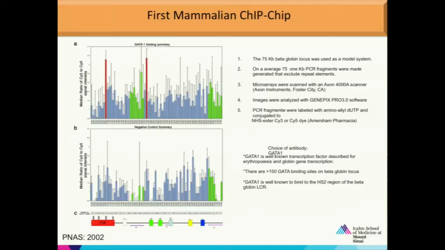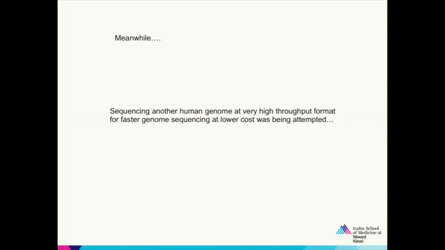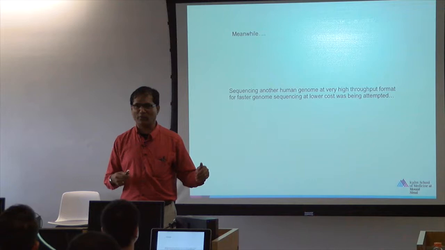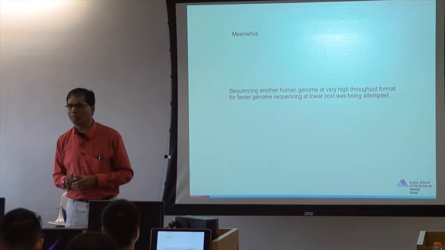So these are the fascinating uses of the first human genome that was sequenced, from 1990 to 2003. While this was going on, there was also thinking about how we sequence another human genome. We are happy with what we could achieve using microarray technologies and the information from the first human genome, but can we sequence another human genome? How do we do that?